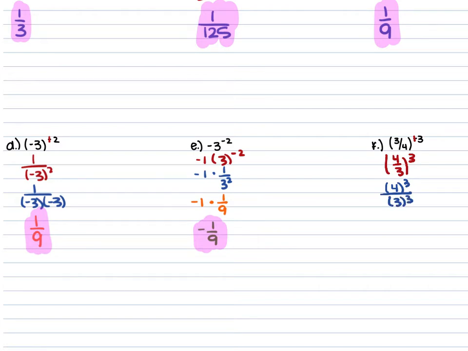That 4 to the third power is 4 times 4 times 4. That 3 to the third power is 3 times 3 times 3. 4 times 4 is 16, times 4 is 64. 3 times 3 is 9, times 3 is 27. So that just simplifies to be 64 over 27.